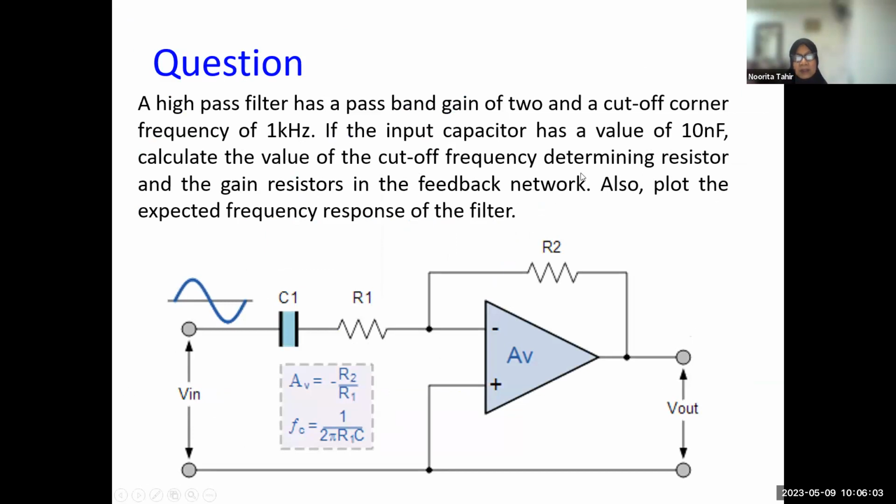Determine the cutoff frequency determining resistor and the gain resistor feedback network. Also plot the expected frequency response of the filter. I want you to try this, which means you need to compute the value of R1 and R2, and also what will be the cutoff frequency. Try first before I give you the solution. Not to worry, the solution is there, but I want you to try first.